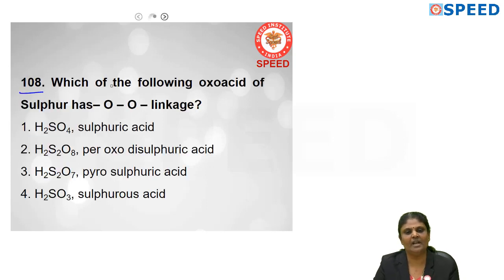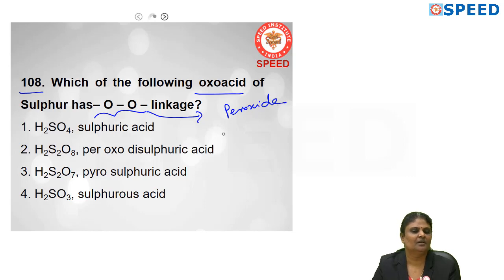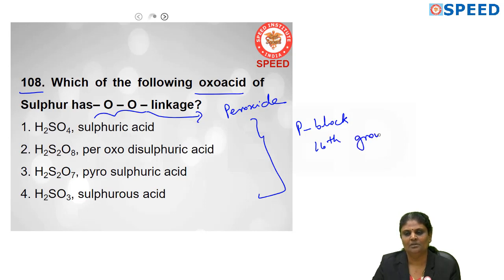And then 108. Which of the following oxo acids of sulfur has a peroxide link? This type of link is called a peroxide link. Here, 4 different types of sulfur containing acids are given. Again, this is also from the P block, that is the 16th group, the oxygen family.